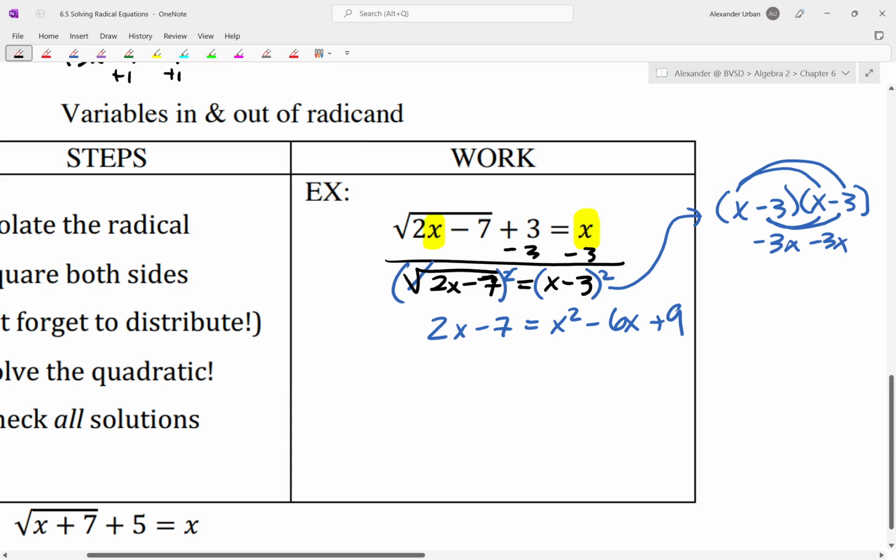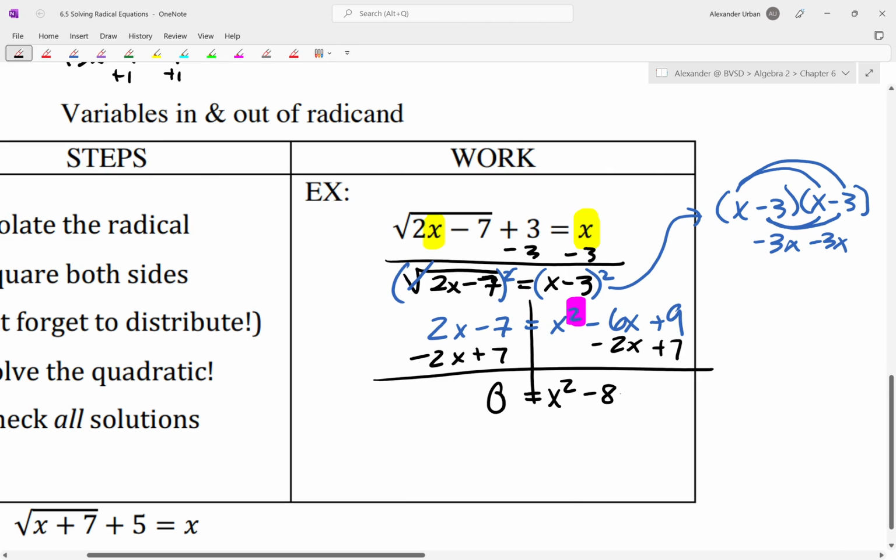Now, since this is a quadratic, a power of 2, we're going to have to set everything equal to 0. So I'm going to subtract 2x from both sides, and I'm going to add 7 to both sides, leaving me with 0 on the left side of the equation equal to x squared minus 8x plus 16.